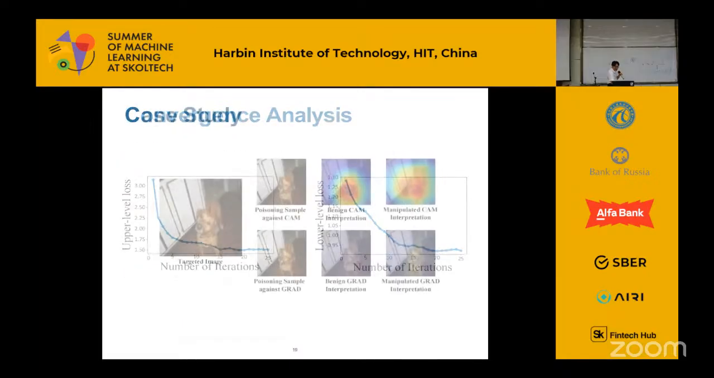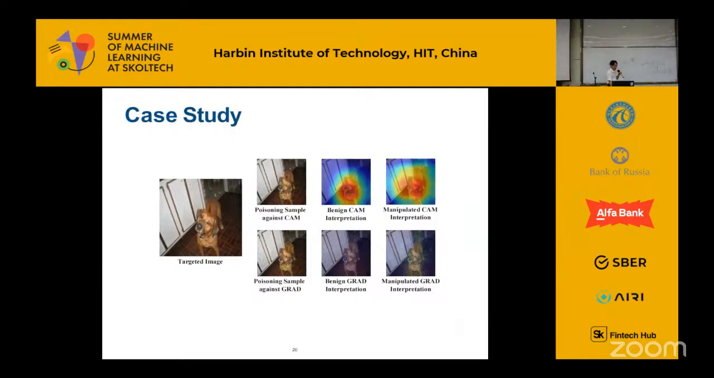Let me show some interesting results here. You can see the case study. We have a cat and dog, and for the benign model, the interpretation results just focus on the head of the dog, because this is the very part that we can use to tell whether it is a dog or a cat. But through our manipulation, we can see that the heat map detours from the face of the dog and runs onto the body of the dog and to other places, which means that we have made the interpretation inaccurate.